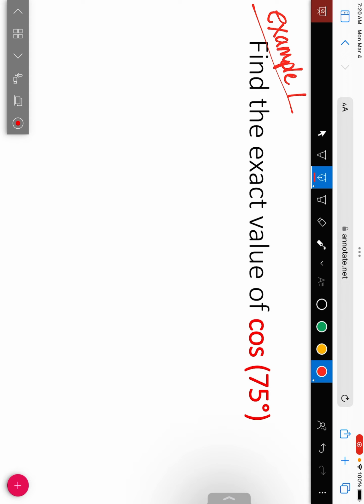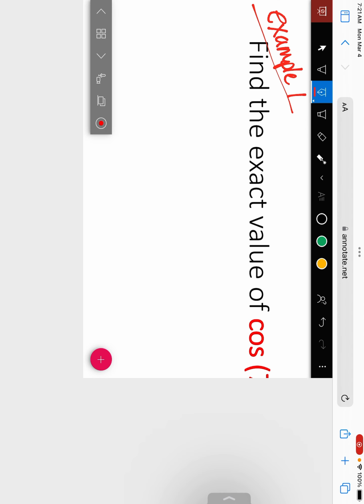What two angles on the unit circle can we add together to get to 75? Looking at your unit circle, what did you say, Nathan? 45 and 30. Do you agree with Nathan that 45 plus 30 is 75? All right, so we're going to break this apart then.